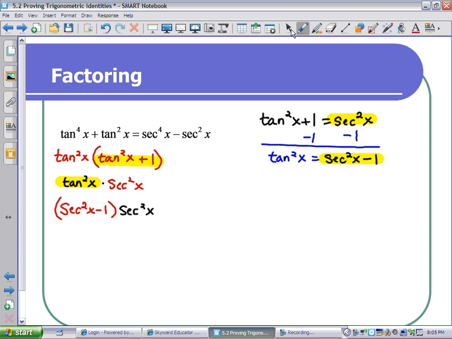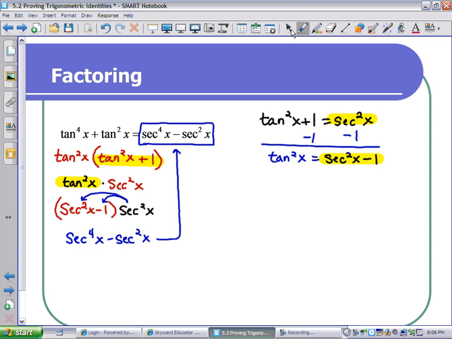If we take secant squared x and multiply it into the parentheses using the distributive property, now I have secant to the fourth x minus secant squared x. And when you look at the right-hand side of the equation where we were trying to get to, we've now proven that tangent to the fourth x plus tangent squared x is the same thing as secant to the fourth x minus secant squared x.